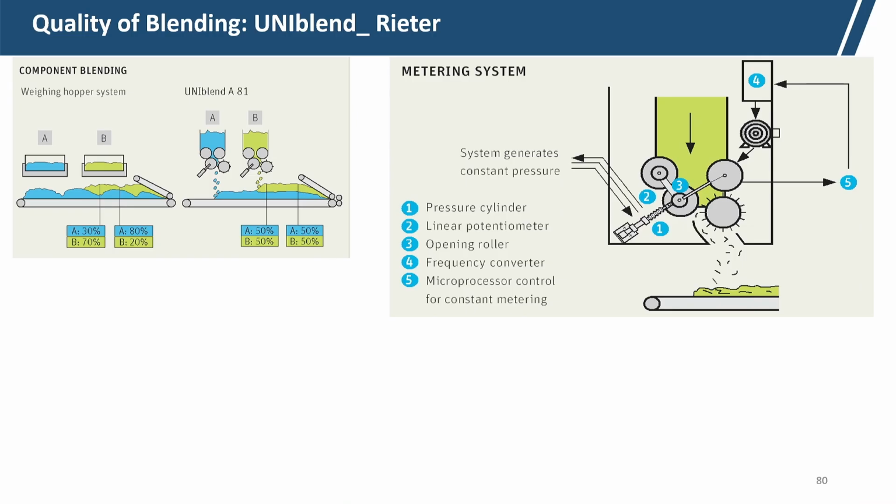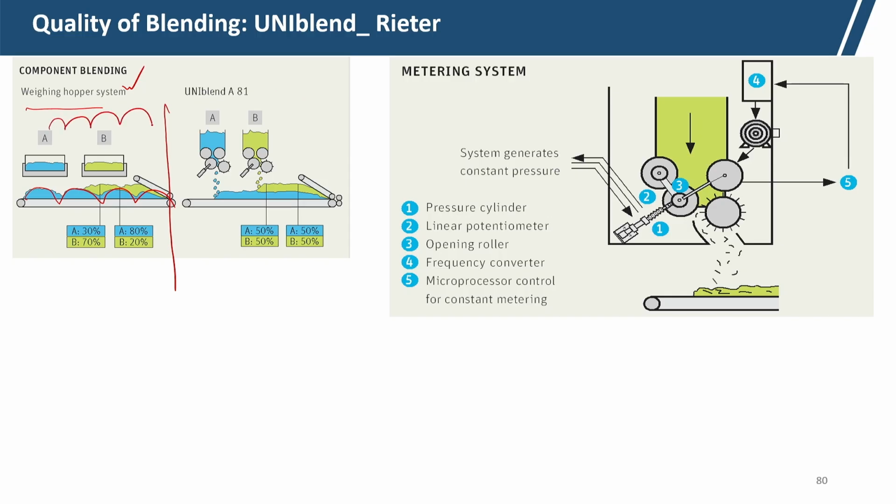Now, in this picture we will see a comparison between the uniblend and the normal weighing hopper system. On the left side is the normal common weighing hopper system, where the weighing is not that precise at this stage. So, fibers are not evenly distributed from the weighing hopper, which results in fiber layers that are not arranged evenly.